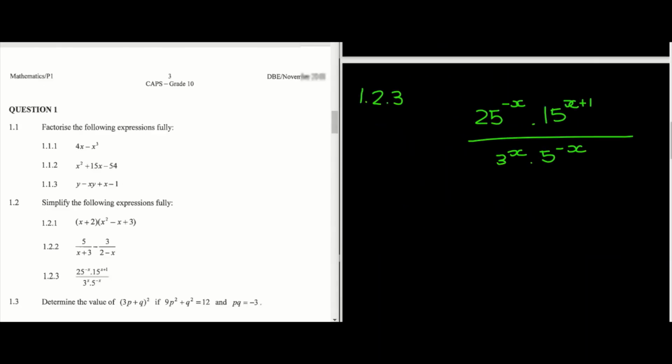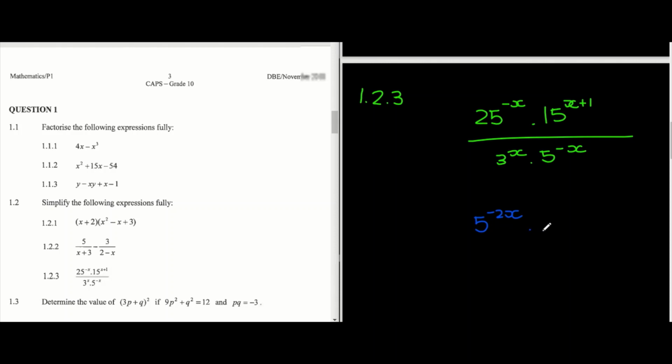Next up in 1.2.3, we have indices or exponents, as you can see, with all the little numbers at the top, the powers. When we're trying to simplify these, usually we are looking to see how we can change the bases. So for example, 25, we could rewrite 25 as 5 squared, which would mean that top number would become 5 to the negative 2x.